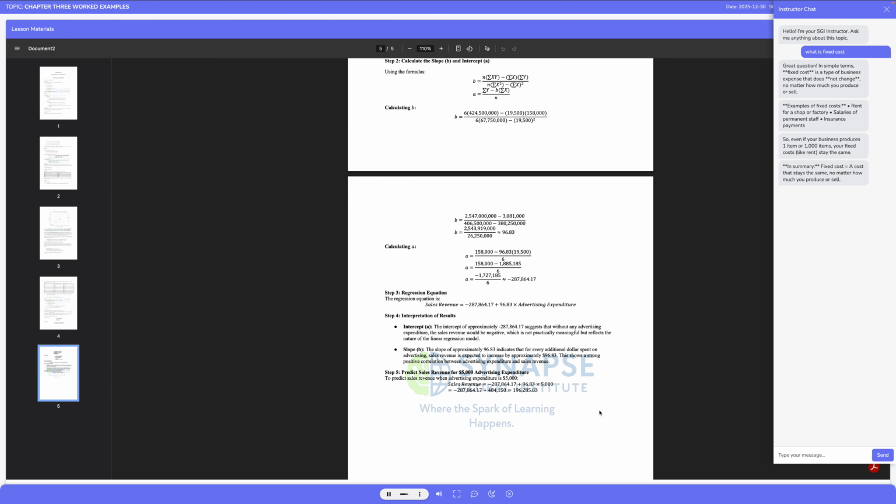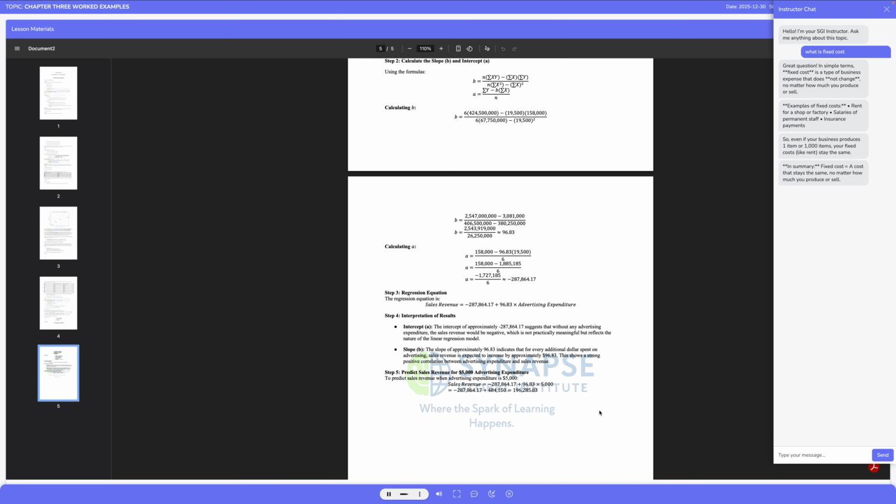Interpreting the results is a key requirement of this question. The slope indicates a strong positive relationship between advertising expenditure and sales revenue, suggesting that increased advertising is likely to drive higher sales. The intercept, while negative, simply reflects the position of the regression line and should be interpreted with caution. In CPA exams, clear interpretation often earns as many marks as the calculations themselves.